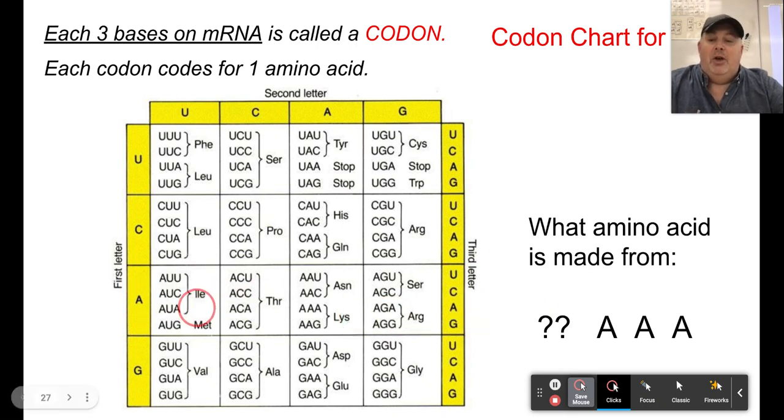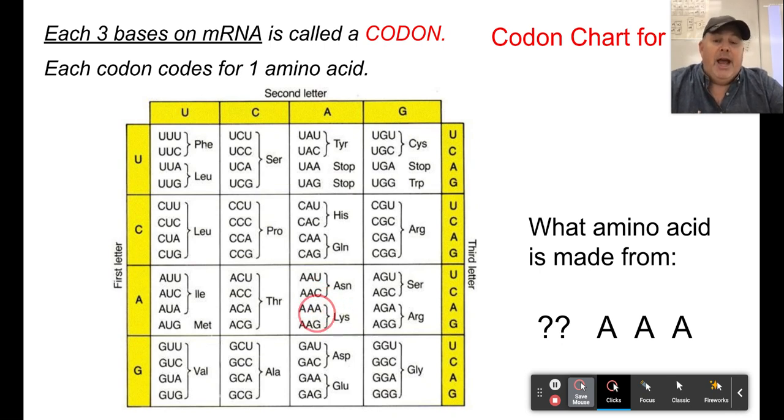Well, the second letter is also an A. So this is my second letter up on top here. If we go down where they all intersect, both the first and the second letters intersect, then somewhere in this box is the code for a particular amino acid. Now, it seems like there's two of them in here. For example, ASN has an AAU. ASN also has a codon sequence of AAC.